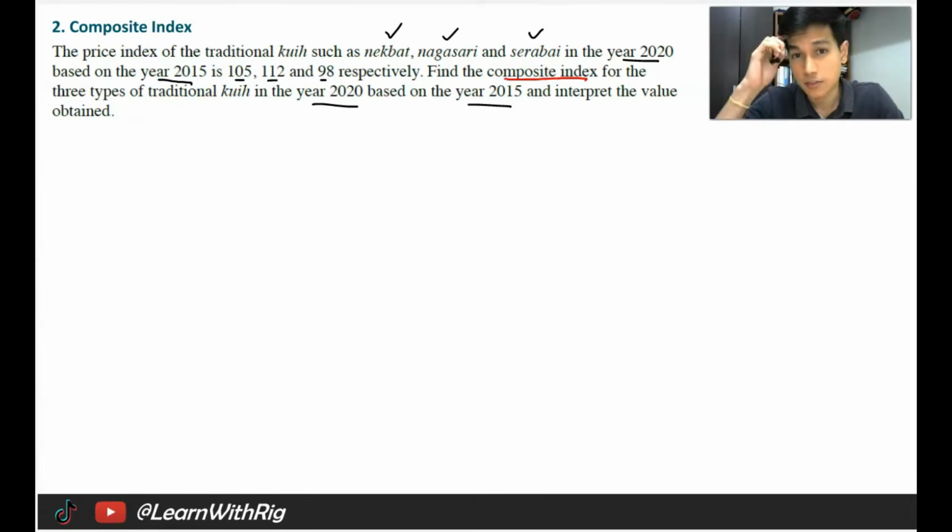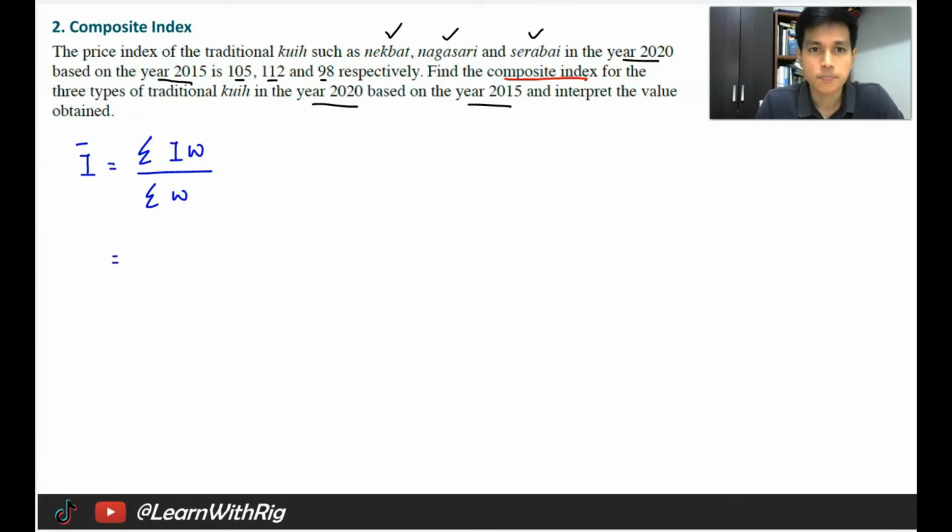Now the thing is, you see there are 3 different products here, right? 3 different kueh. So it's hard for you to find the price index. If you want to find the overall increase, you have to use the composite index. Okay, so what's the formula? Composite index formula is I dash on top equals the sum of I times the weightage, price index times weightage, divided by the sum of the weightage. Okay, so in this case, the I values you know, right? These are all the I values for each of the kueh.